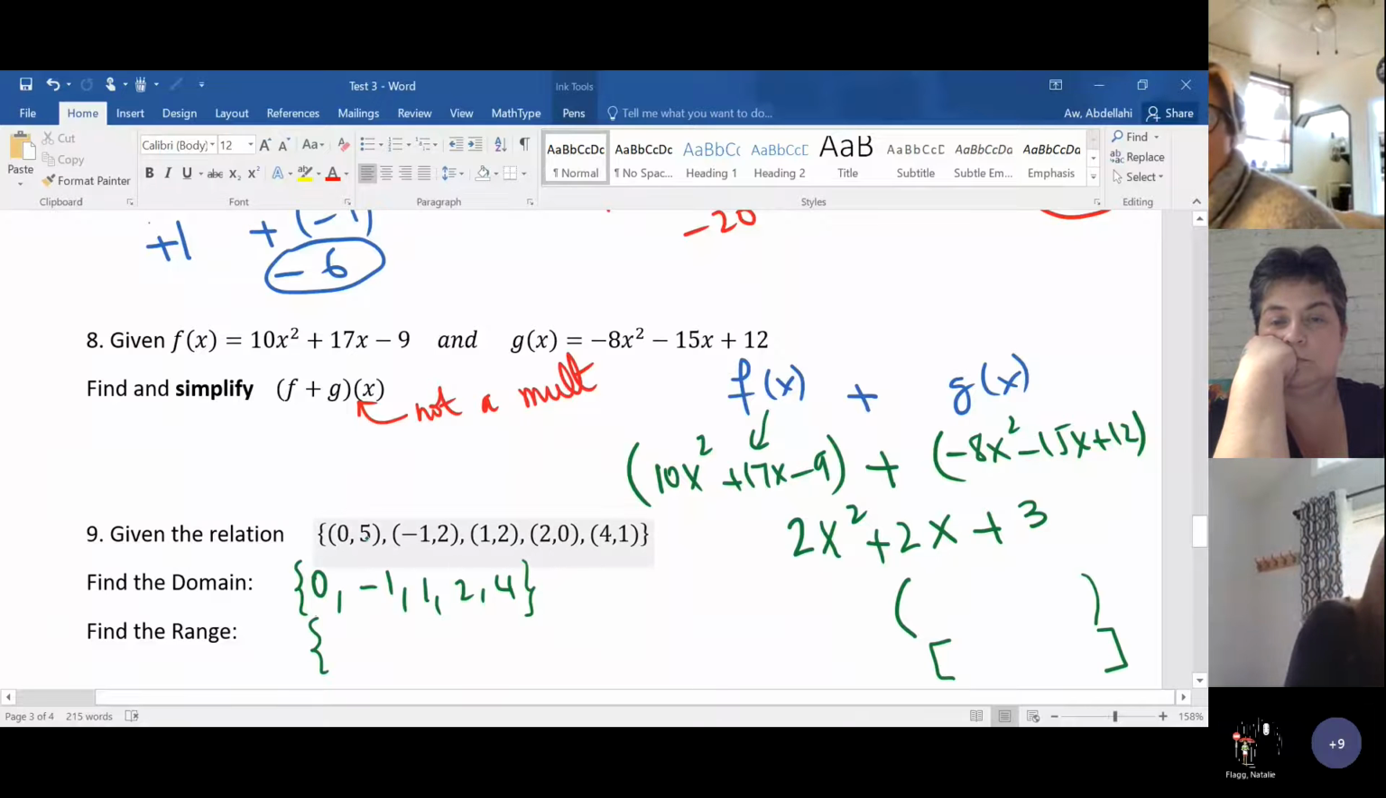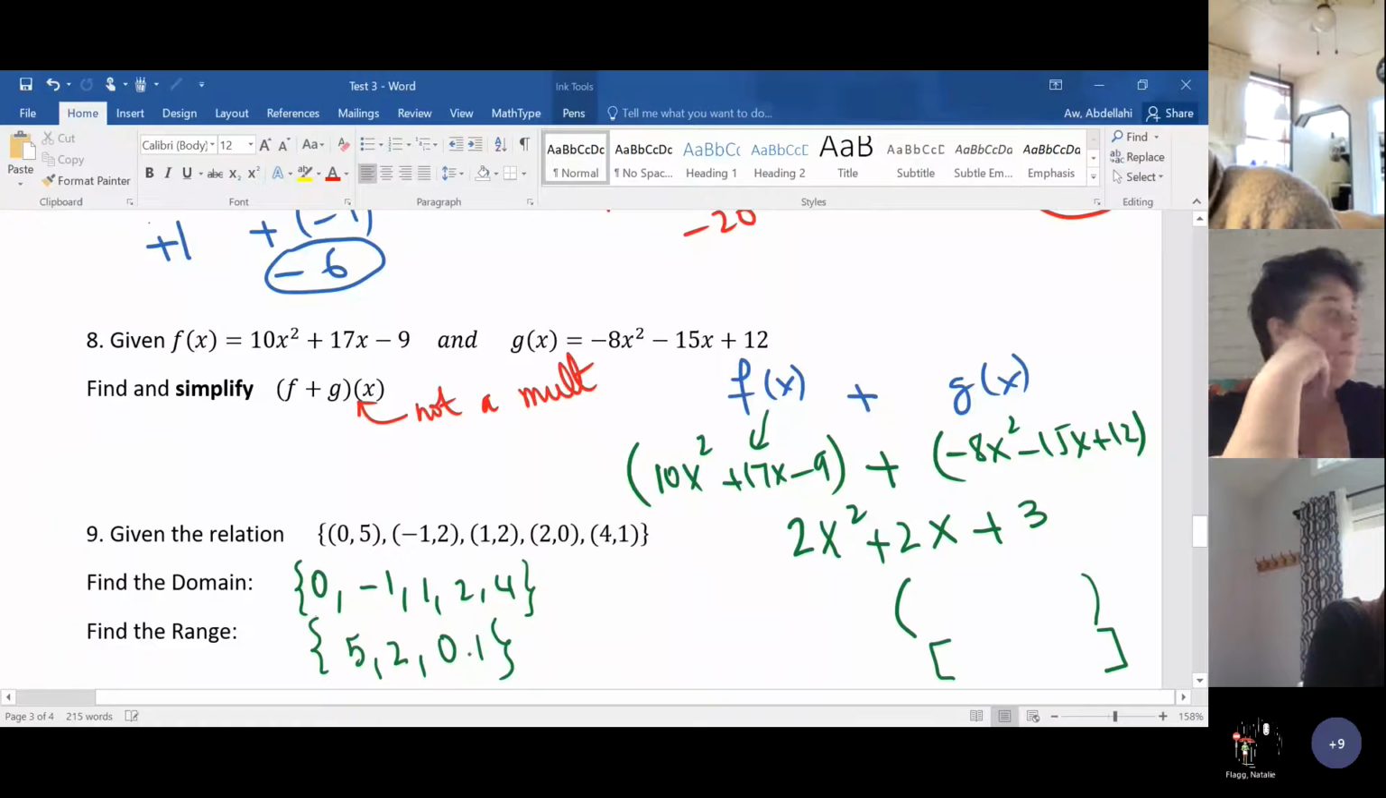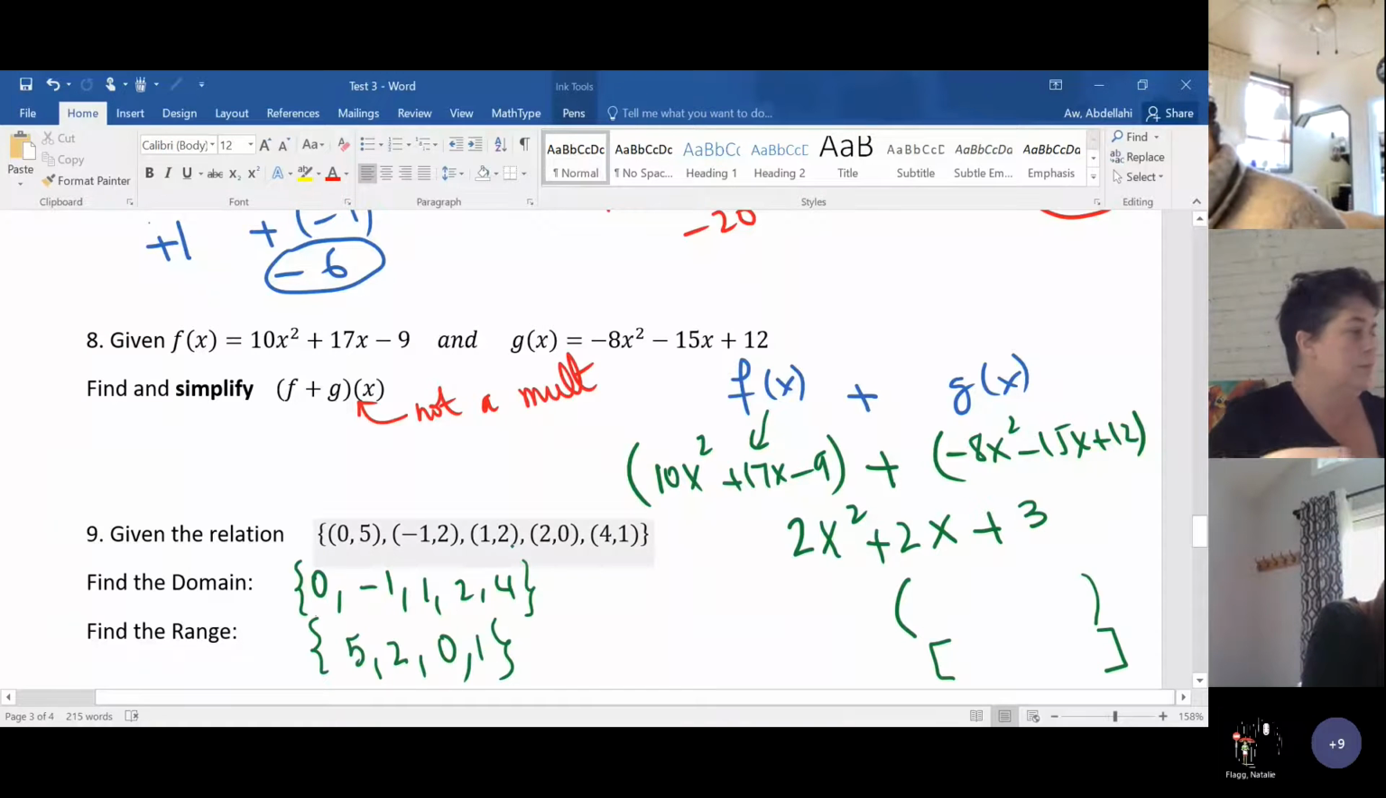The range now is the set of the y values, 5, 2. I don't need to repeat the 2 twice. I got 0 and 1, right? Okay, almost everybody got that right.